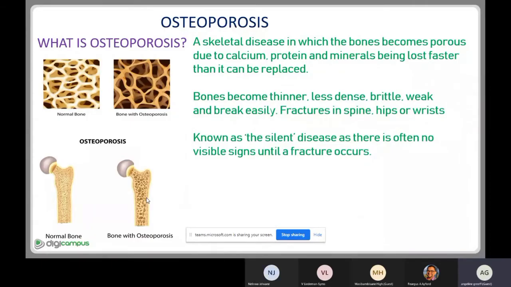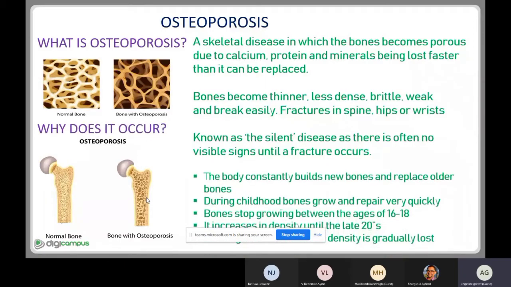It is also known as the silent disease, as there are normally no visible signs until a fracture occurs. Some background information: you should know that the body constantly builds new bones and replaces older bones. During childhood, bones grow and repair very quickly. Bones stop growing between the ages of 16 and 18. Density increases until the late 20s, and then after about 30 or so, density is gradually lost. Some background information there that's of importance.